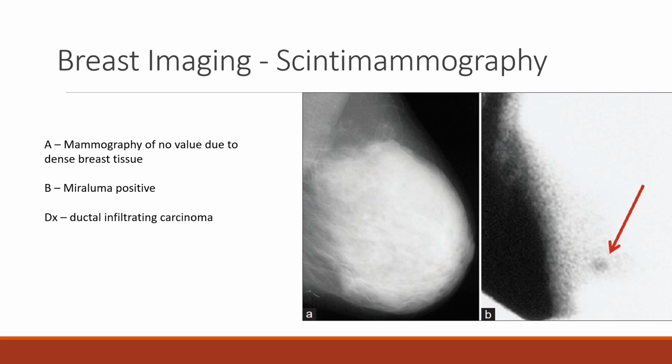So A is mammography of no value. B is a positive Miraluma, and this patient had ductal infiltrating carcinoma. I shouldn't just say mammography of no value, but it is. The breast is really, really dense. Remember, mammography is x-rays. So if you have dense breasts, then it's going to show up as whiter. It's going to be more like calcified looking. And the whole way that you see if somebody has breast cancer is because it looks whiter. That cancer is denser than the normal fat tissue.